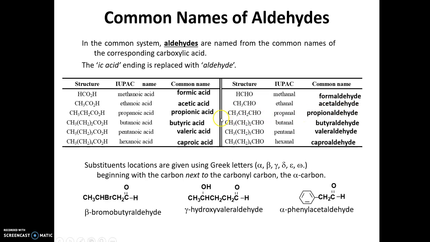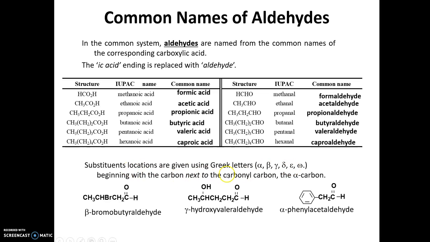It's also true with the other acids: propionic, butyric, valeric, caproic acid, where correspondingly we add the term aldehyde and refer to them as propionaldehyde, butyraldehyde, valeraldehyde, caproaldehyde. So whenever we have a substituent, the position or the location of the substituents is usually referred to by the Greek letters, which can be alpha, beta, gamma, and so on.